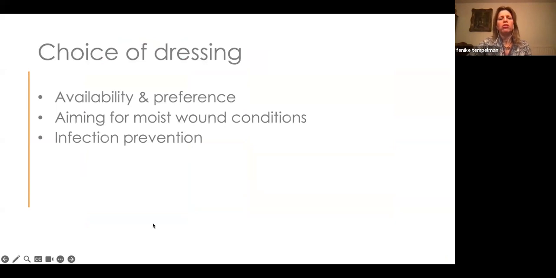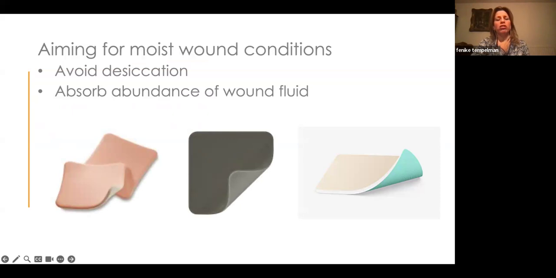So the choice of dressing has to do with the availability and the preference of the team, and you are aiming for moist wound conditions and infection control, or prevention rather. When you aim for moist wound conditions, you want to avoid desiccation, the drying out of the wound bed, and you want to absorb the abundance of wound fluid. This can be done by one of the foams in this slide. This is a foam that's a little bit thicker. This is a foam that contains silver, and this foam has a contact layer that is antiseptic. All these foams are absorbent wound dressings. So if there is a lot of wound fluid, you may want to choose one of these foams.